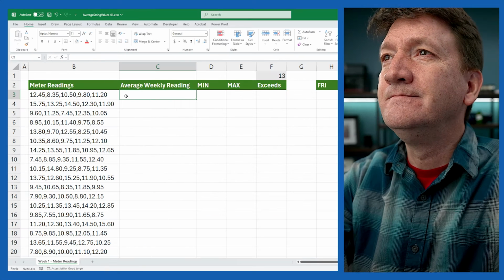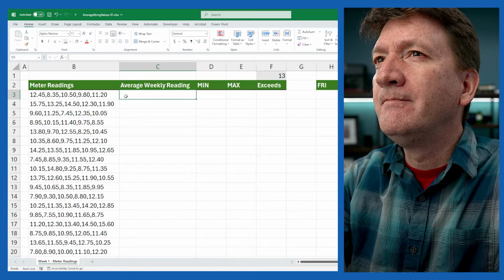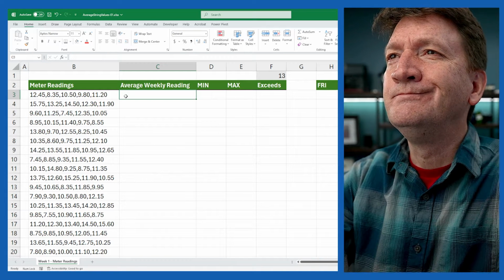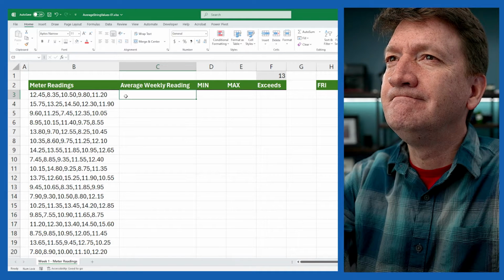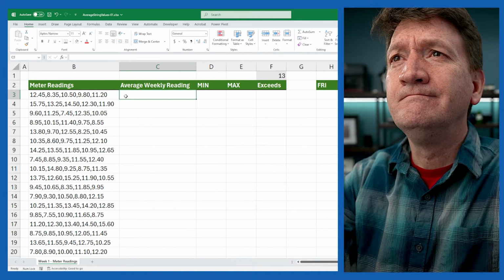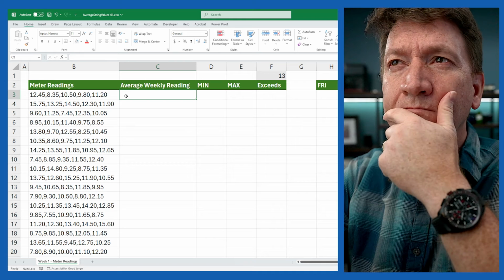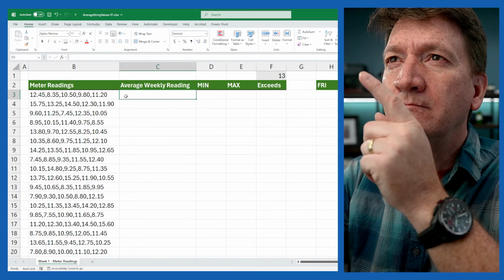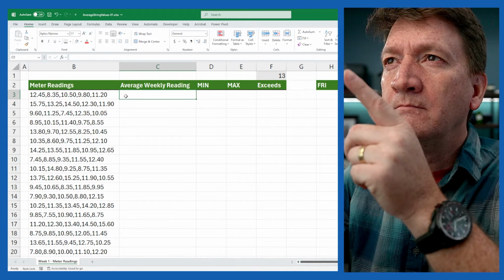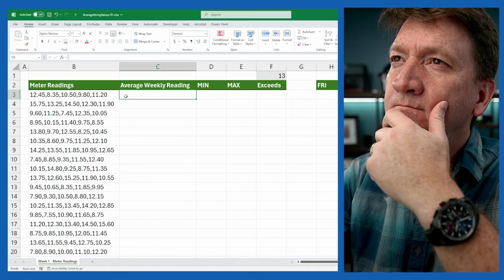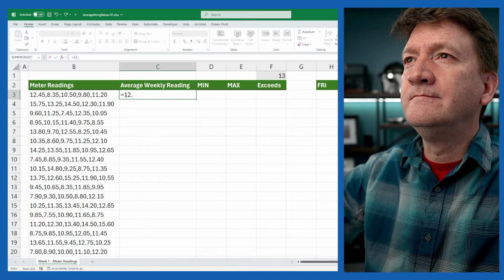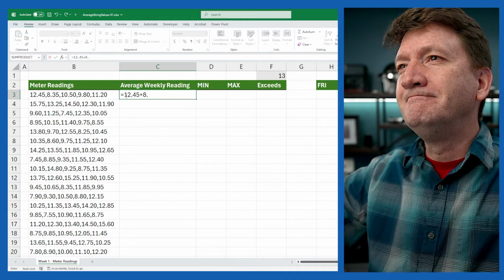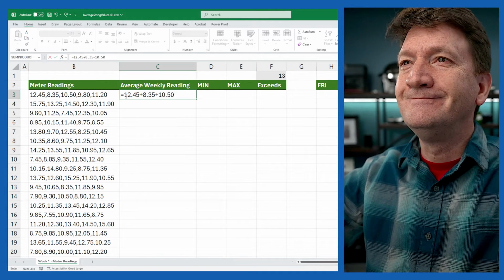Look at this guy. He thinks he's going to be able to take those numbers in the B column and find an average. Let's see what he comes up with. Hey, buddy, I don't think that plaid shirt's going to help you solve this one. Look at him. No. What's he do? No. Oh, dude, no.